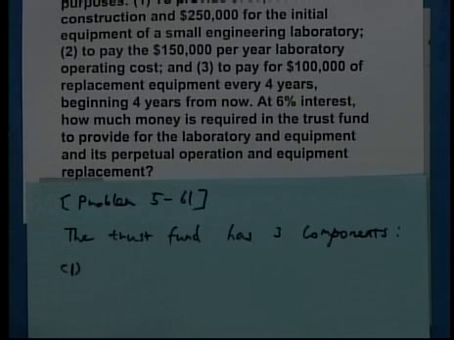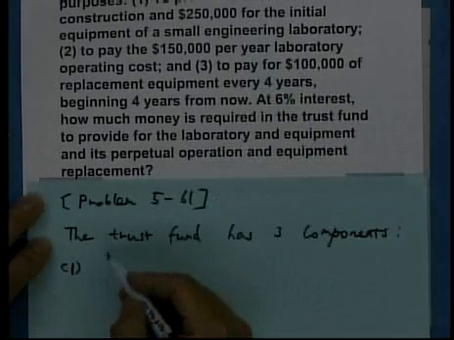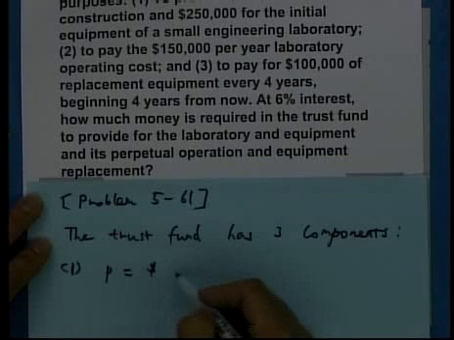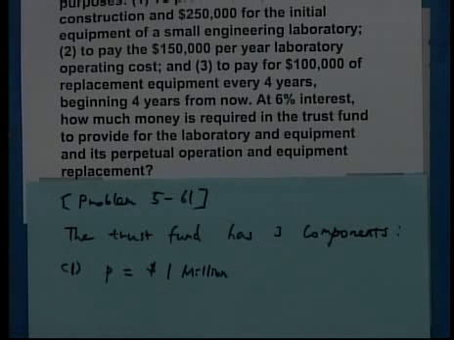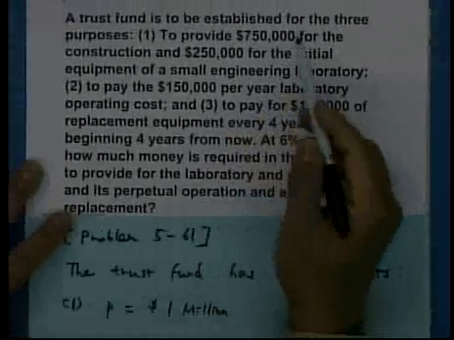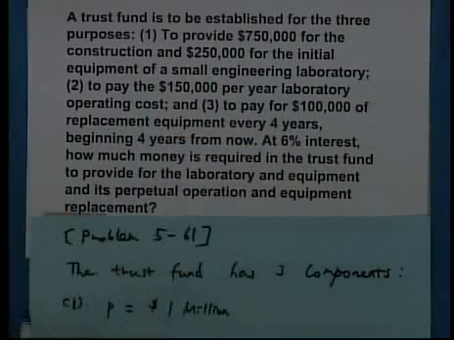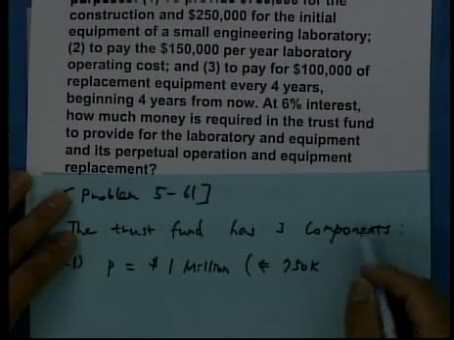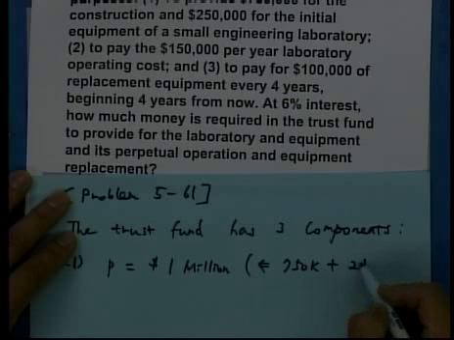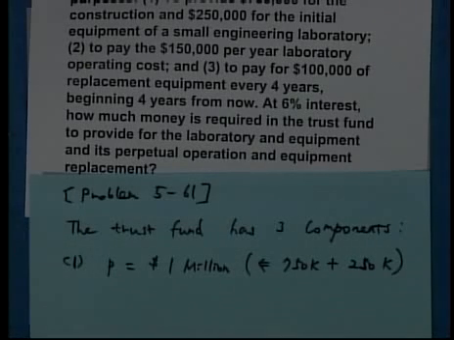One, the present sum of money, P, is $1 million, because the $750K for the construction and $250K for the initial equipment.